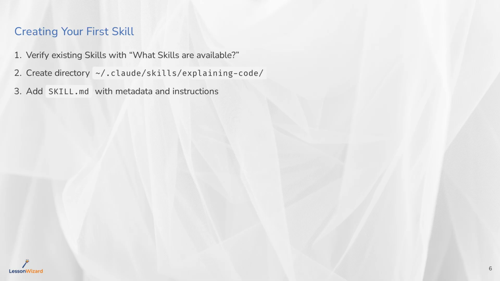Before you add a new skill, ask Claude what it already knows. This avoids duplicates. Then make a folder named after your skill, for example, explaining code. Inside, place a SKILL.md that defines the skill's purpose and how Claude should act. This three-step process gets you from idea to a live skill in seconds.